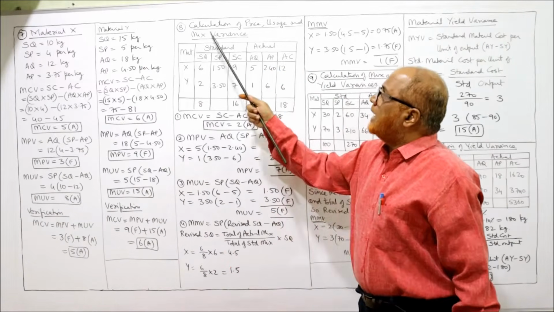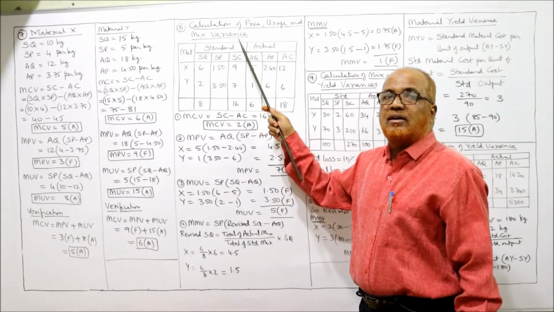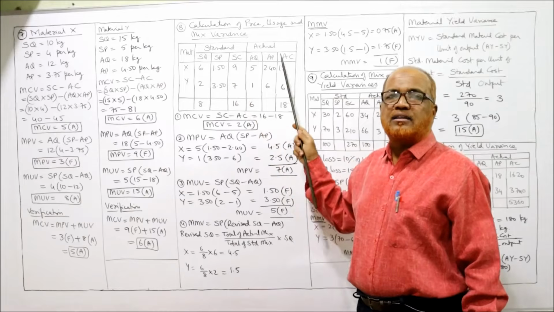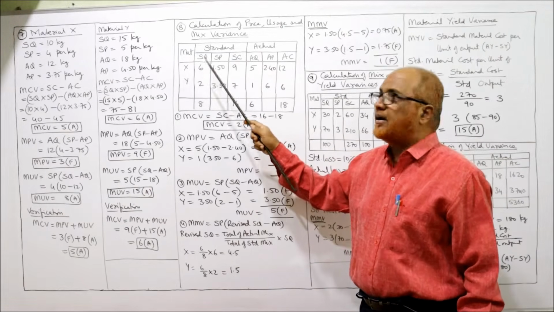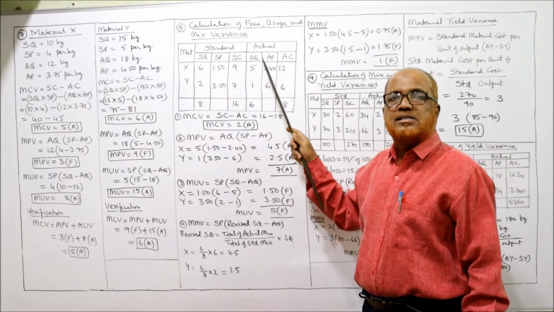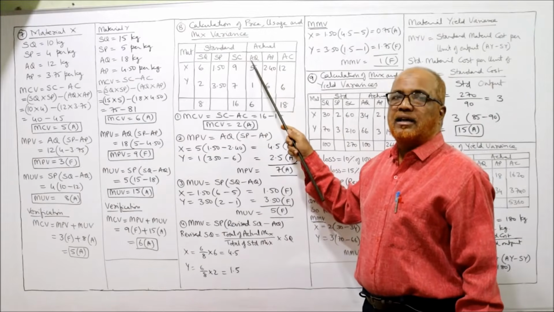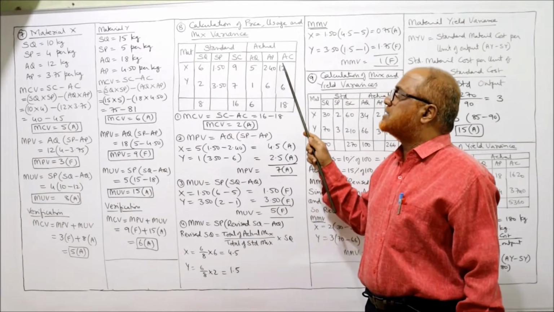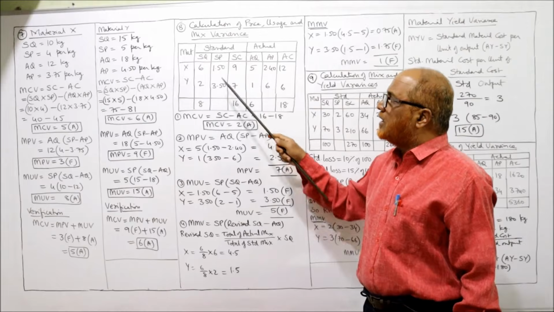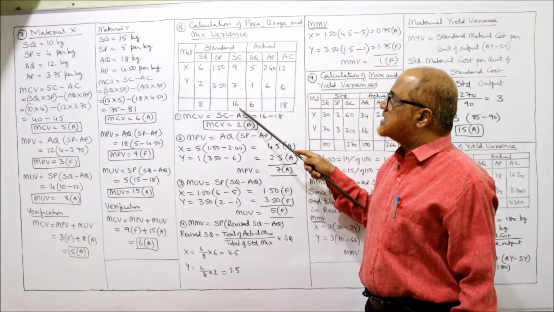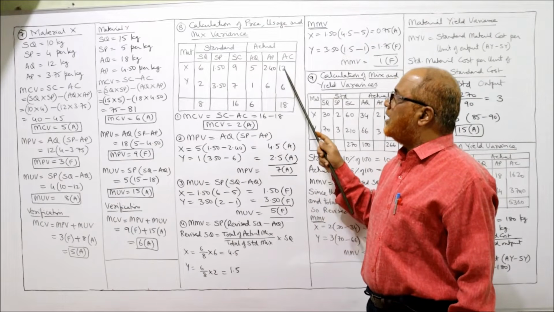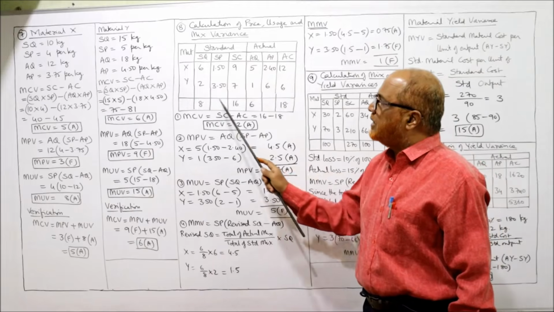Now see carefully. Calculation of price, usage and mix variance. Materials X and Y, standard and actual: 3 columns for standard and 3 columns for actual. The 3 columns for standard are SQ standard quantity, SP standard price, SC standard cost. Similarly 3 columns for actual: AQ, AP, AC. 6 into 1.5, 9. 2 into 3.5, 7. Total 16. 5 into 2.4, 12. 1 into 6, 6. 5 plus 1 is 6, and 12 plus 6 is 18. This is the complete table given in the problem.